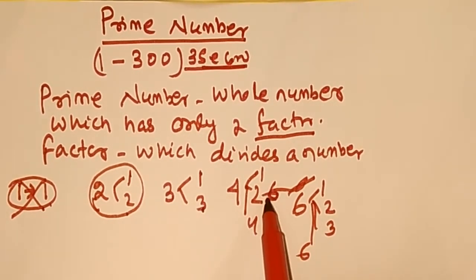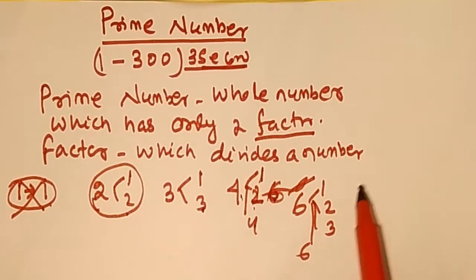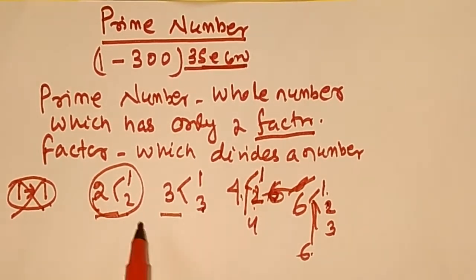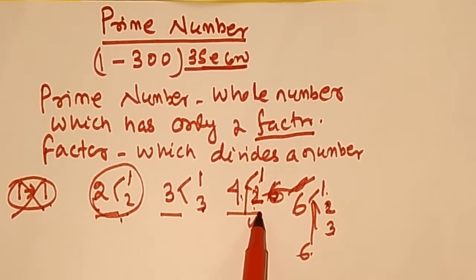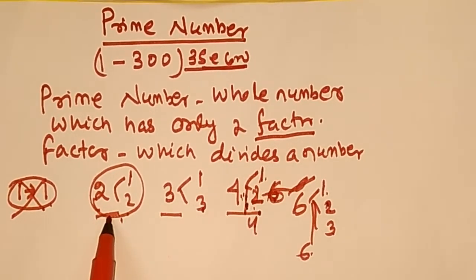4 is not a prime number because it has 3 factors, that is 1, 2, 4. Factor means which divides a number. 6 is not a prime number because it has 4 factors: 1, 2, 3, 6. So 2 and 3 are primes. 4 is not a prime. As it has more than 2 factors, we call it a composite. So the lowest composite number is 4, and the lowest prime number is 2.